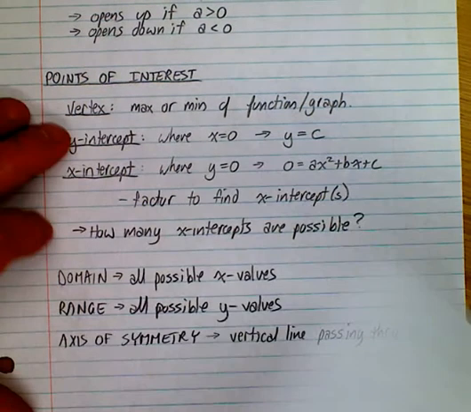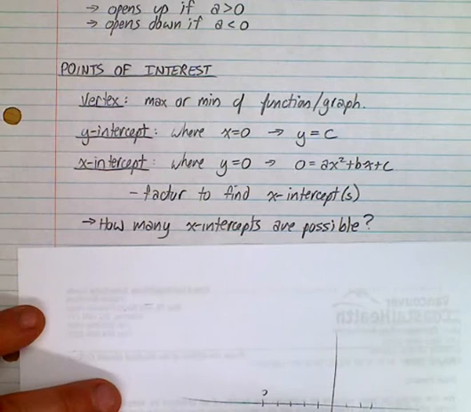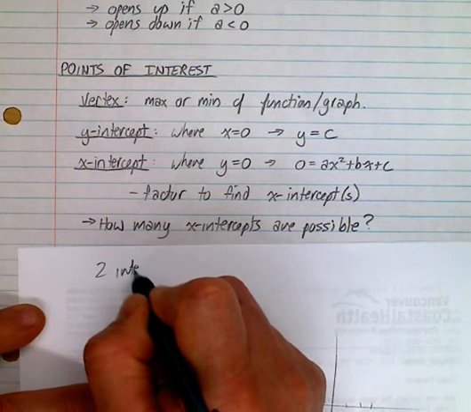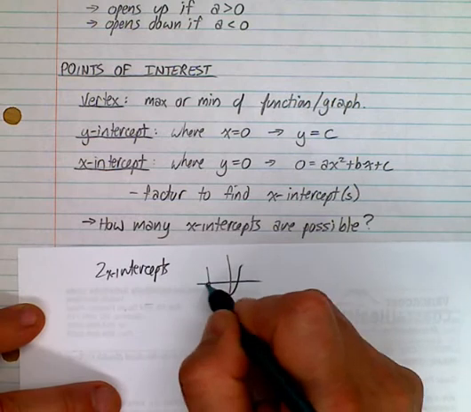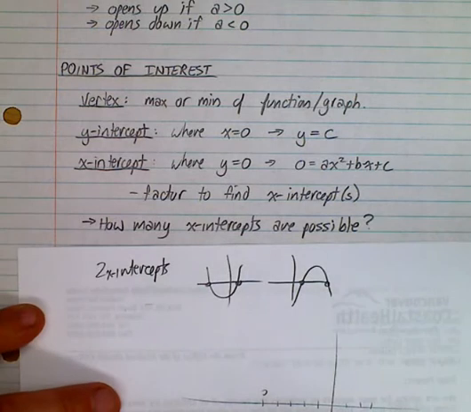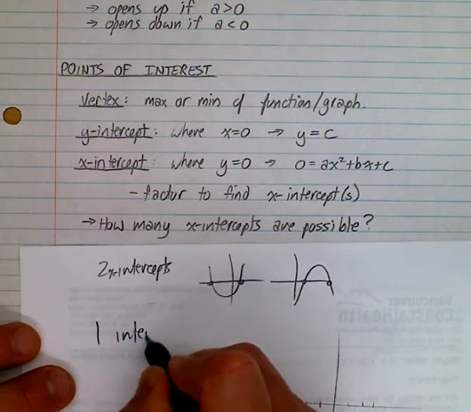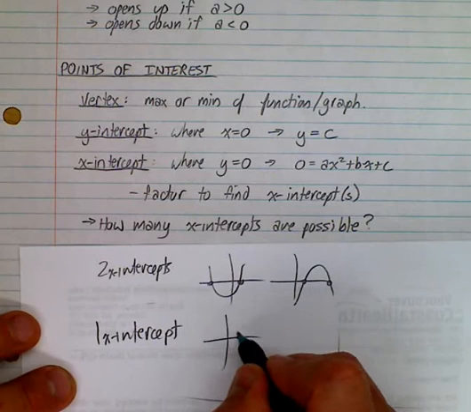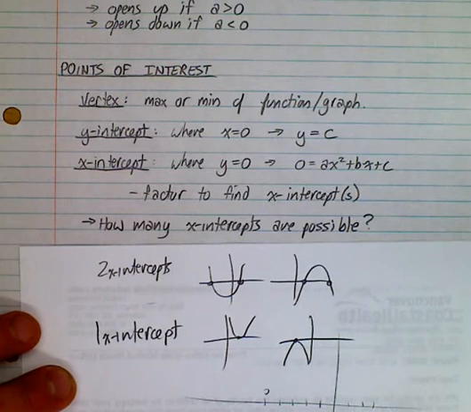Okay, so now another question that we could ask is how many x-intercepts are possible? Well, we have 2 x-intercepts. That's one possibility if it crosses twice, like this. Or it could open down and cross twice like this. Another possibility is that we have 1 x-intercept, and that would be if it just touched, went like this, up or down. You can think of that as a bounce, kind of.